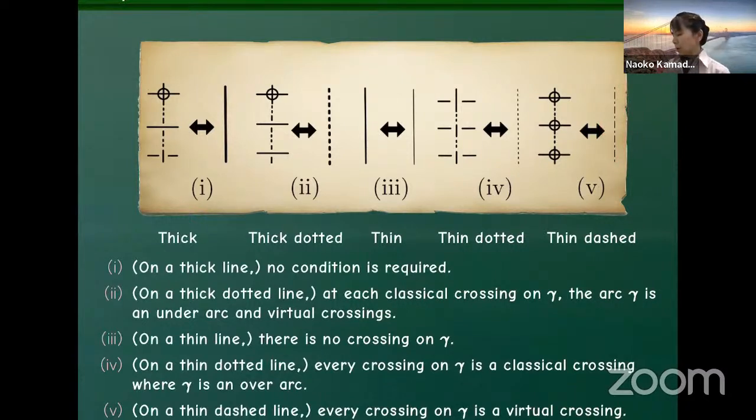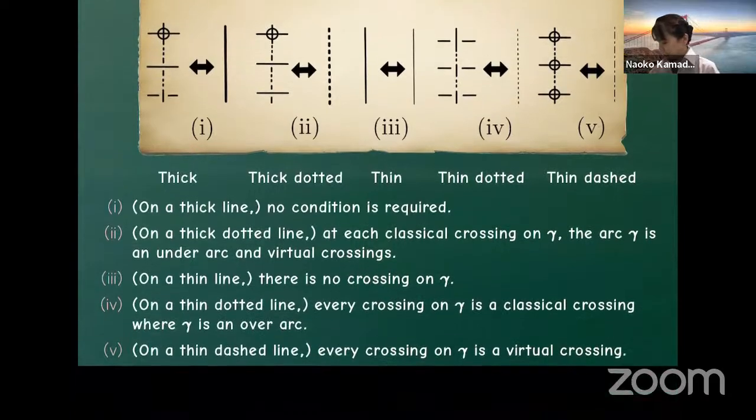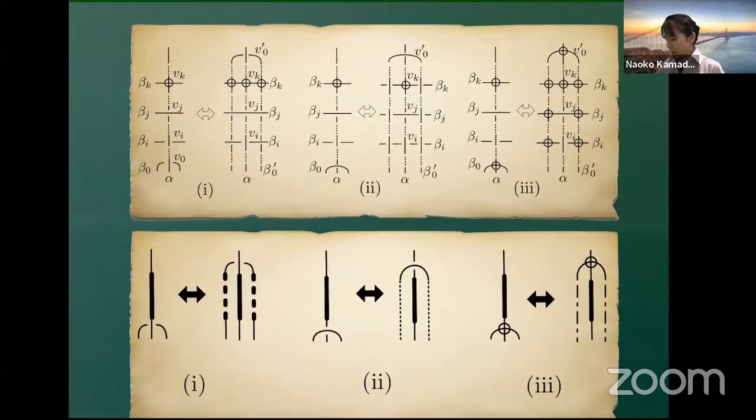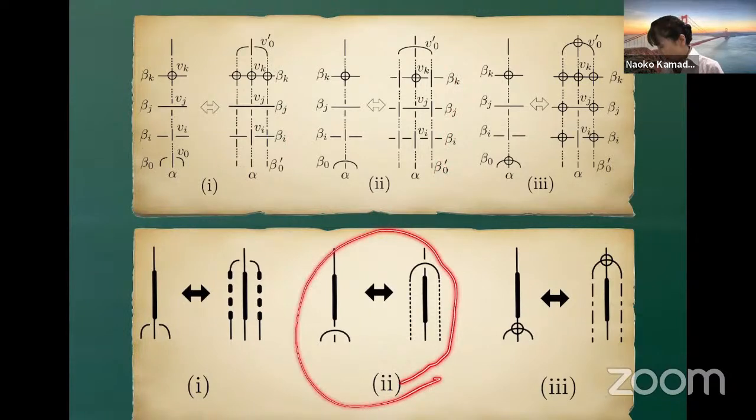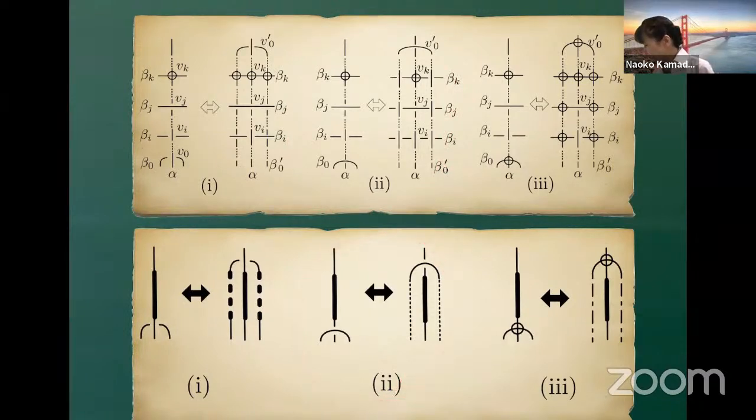We use this expression in the proof. So our finger moves are described using those lines. The under finger move, we use this one. And for the under finger move, we draw this figure. And the over finger move, we describe this way. And the virtual finger move, we describe this way.